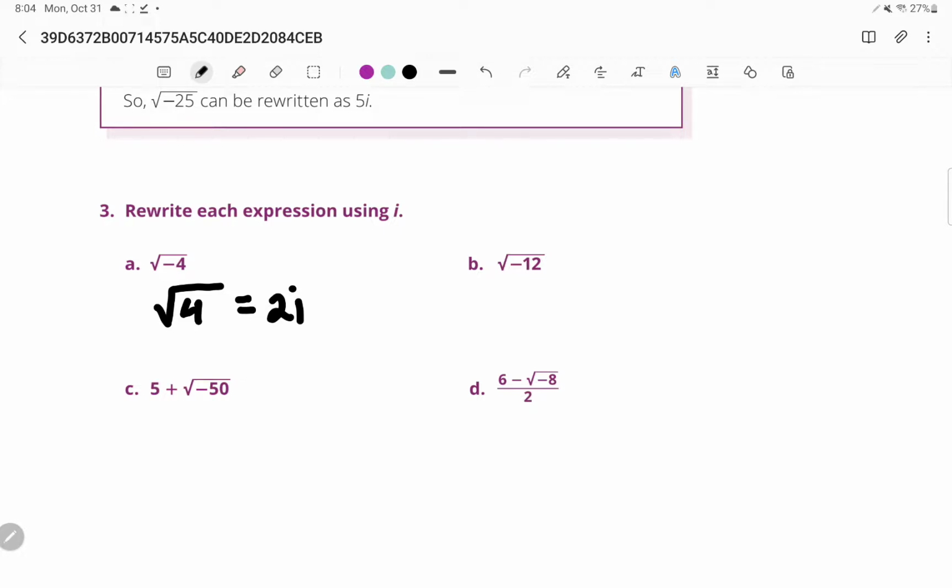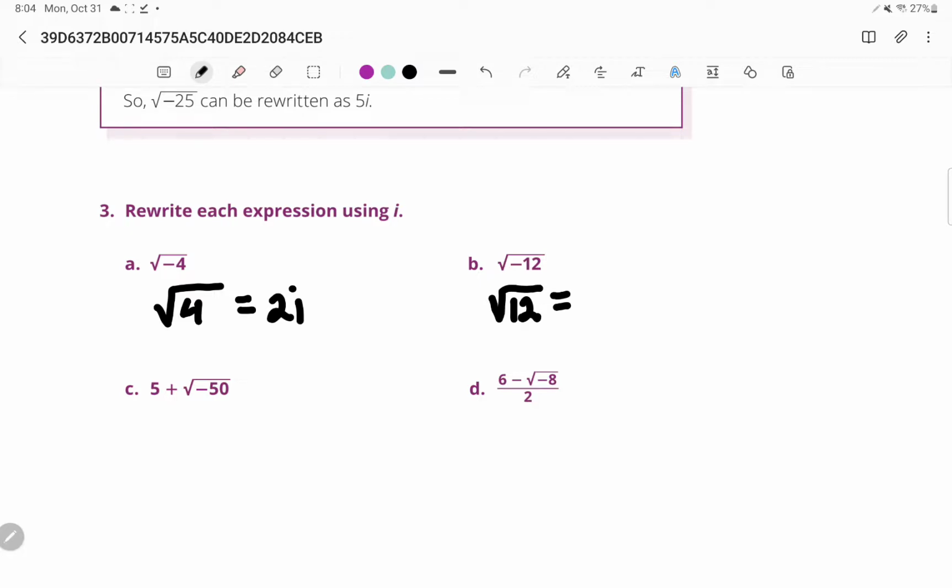So for the second one, I'm going to do the same thing. I have the square root of negative 12. Again, can I have a negative inside of my square root? No, I cannot. So I'm going to turn it into a positive. Now I have to find the square root of 12.